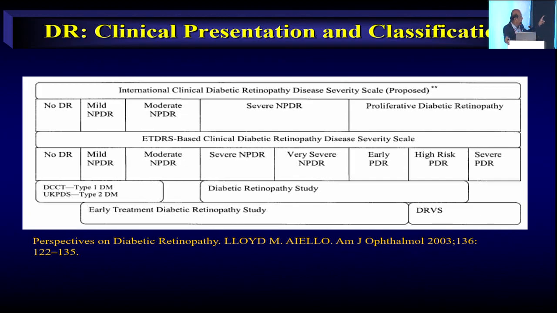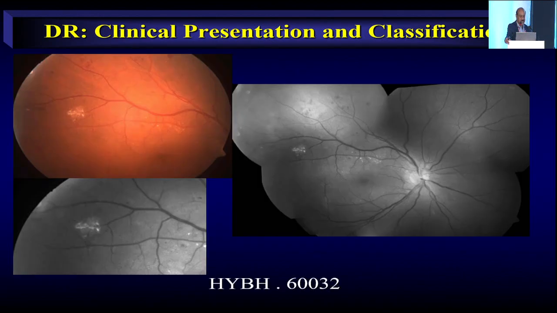So ETDRS and the International Diabetic Retinopathy Classification differ by a very small whisker, but if you see the grades: mild, moderate, severe, and very severe non-proliferative diabetic retinopathy. Till here, it is non-proliferative. Proliferative, in general, is called proliferative, but it is early proliferative, high-risk proliferative, or advanced proliferative diabetic retinopathy that needs to be identified.